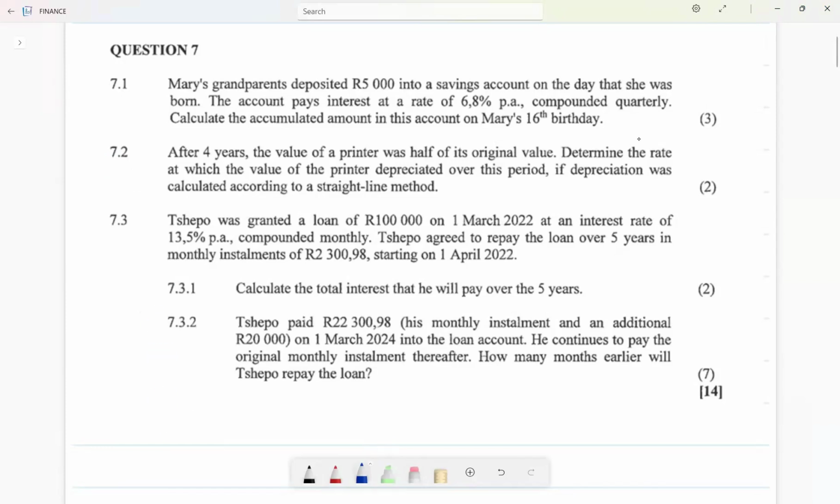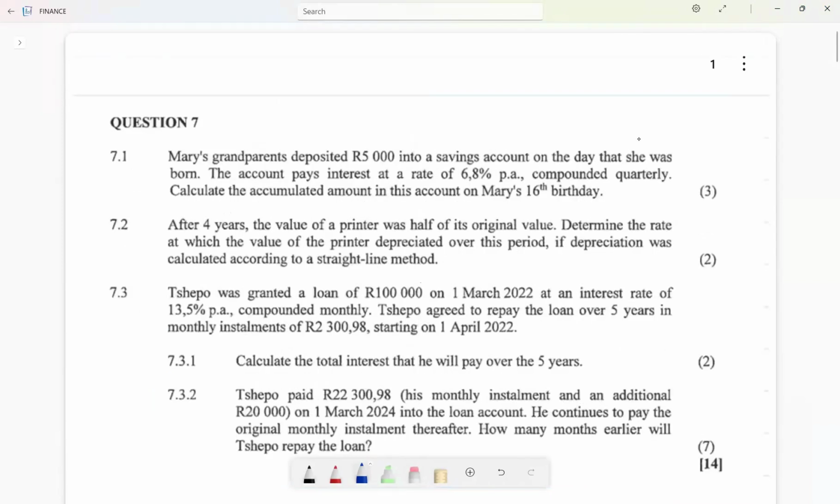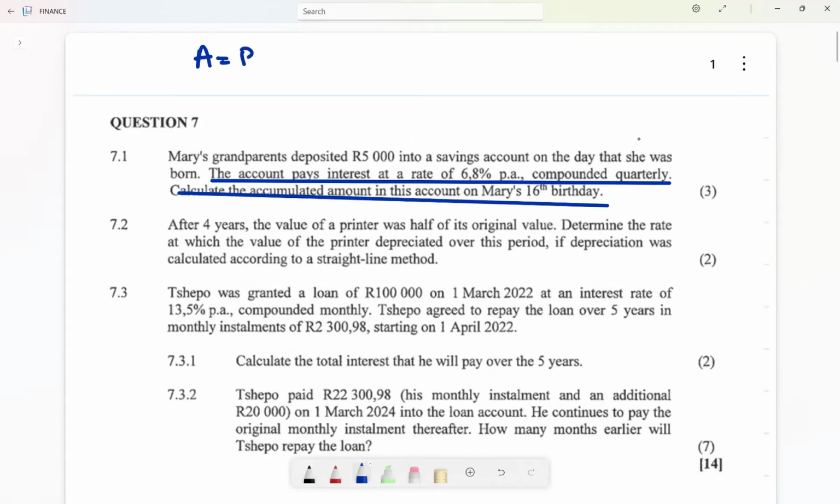It says Mary's grandparents deposited 5,000 into a savings account on the day that she was born. The account pays an interest rate of 6.8% per annum compounded quarterly. Calculate the accumulated amount in this account on Mary's 60th birthday. So we know that this is very easy. A is equal to P into 1 plus i to the power of n.